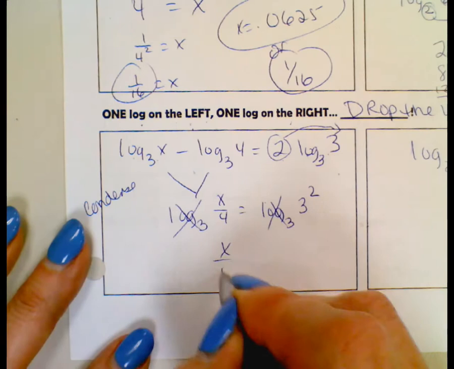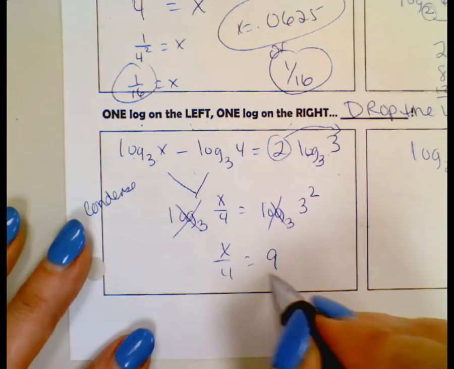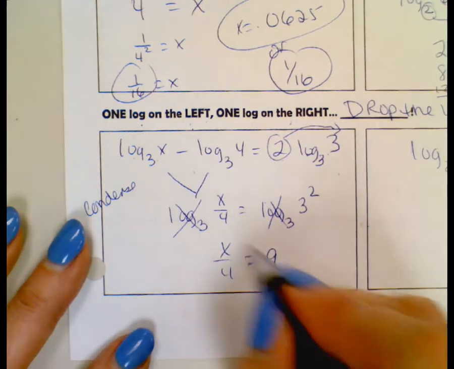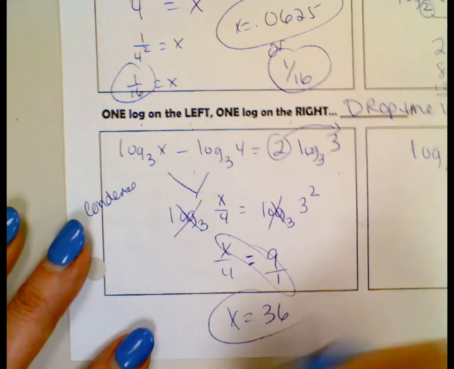So you have x over 4 equals 9. We're going to put 9 over 1, and we're going to cross multiply. So it's x equals 36.